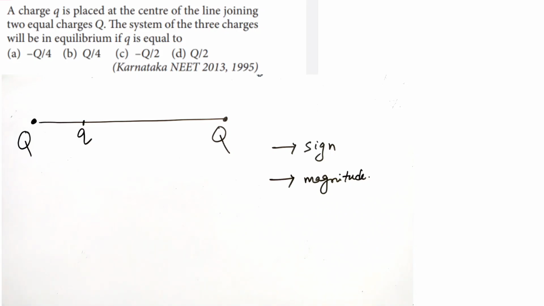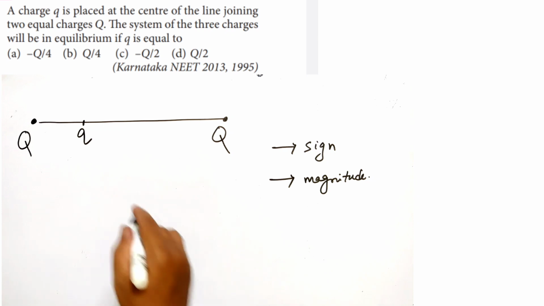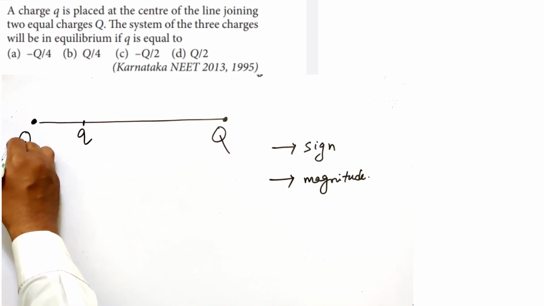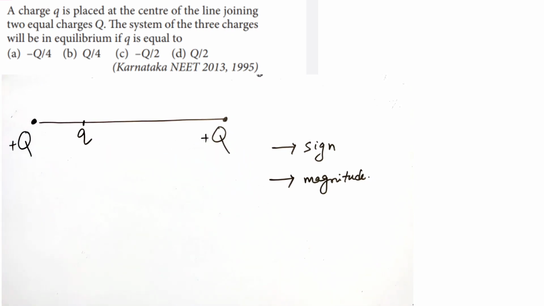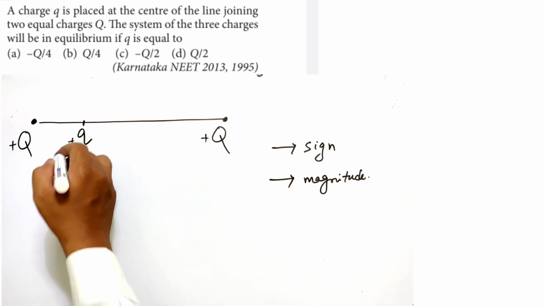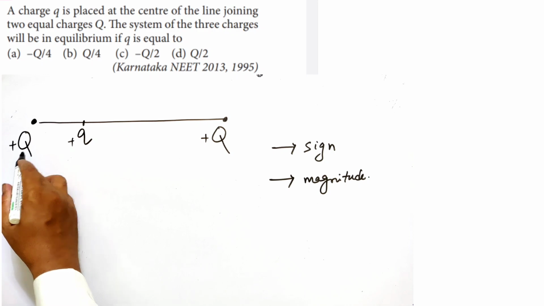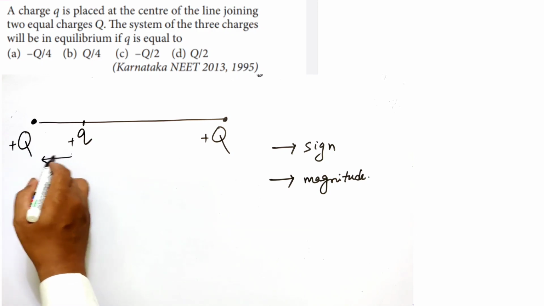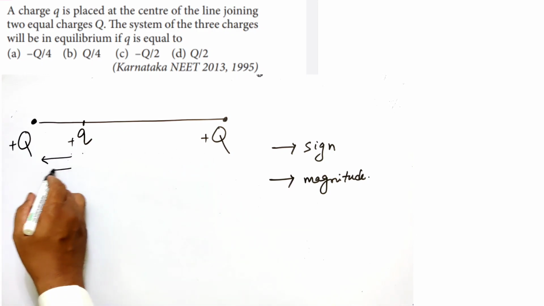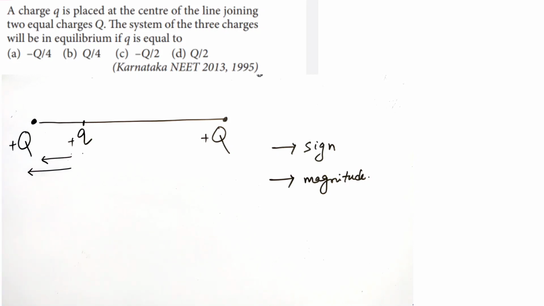So these two things we have to find. First of all, we discuss the sign. Suppose in the question it is given that these two charges are positive. Suppose we consider this charge is also positive, then the charge present over here is going to get a repulsive force due to this, and due to this also it is going to get a repulsive force. So there is no chance of equilibrium.